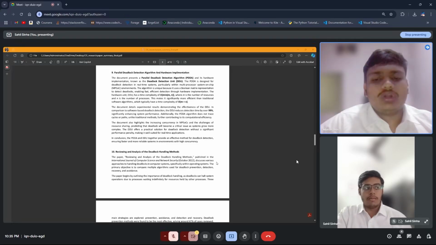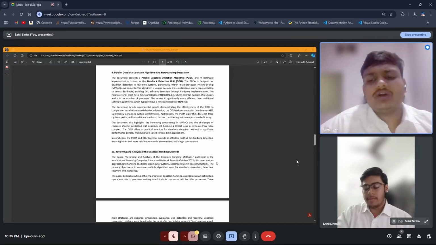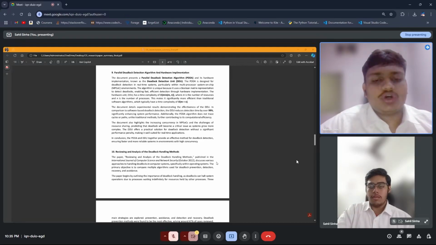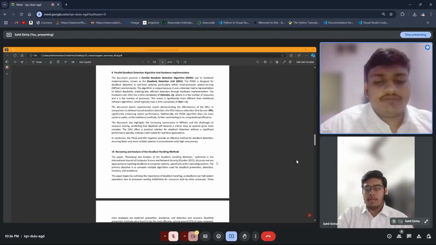The PDD algorithms avoid tracing cycles, making it both efficient and scalable for complex systems. Tests confirm that PDDA and DDU perform well in high concurrency environments, ensuring reliability. This is suitable for real-time applications that require quick and efficient deadlock management. The hardware-based approach ensures efficient resource management as systems become more advanced and complex.